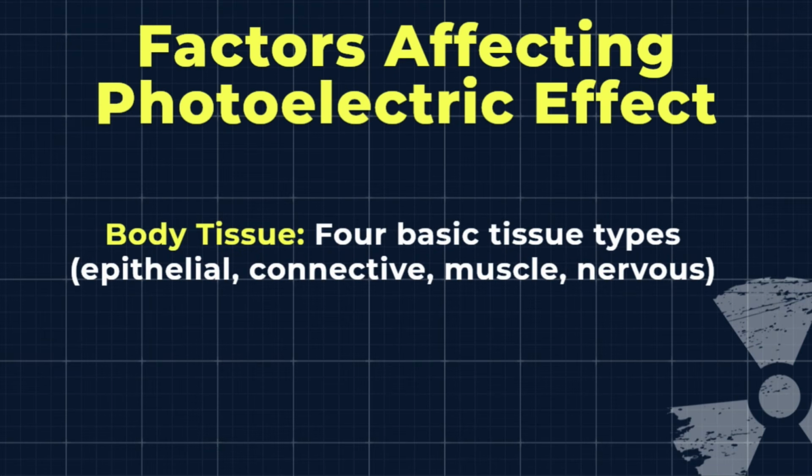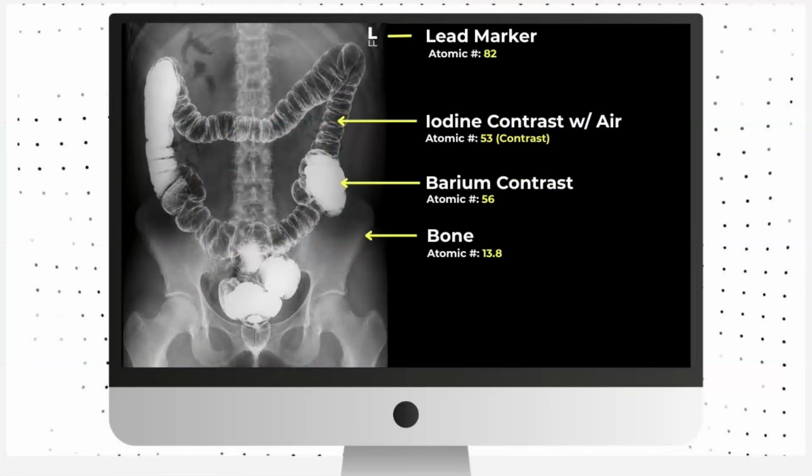Another factor is the type of tissue. Different tissues absorb X-rays differently. Air absorbs very little. Soft tissue absorbs more than air, and bone absorbs more than soft tissue. And contrast materials like iodine and barium absorb even more because they have a much higher atomic number. This is why barium and iodine show up so brightly on X-ray images. They absorb a lot of the X-ray beam, which creates a strong difference between the contrast-filled structure and the surrounding tissue. It goes back to that atomic number, which is extremely important here.